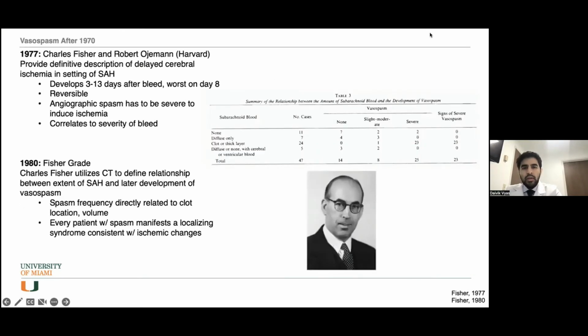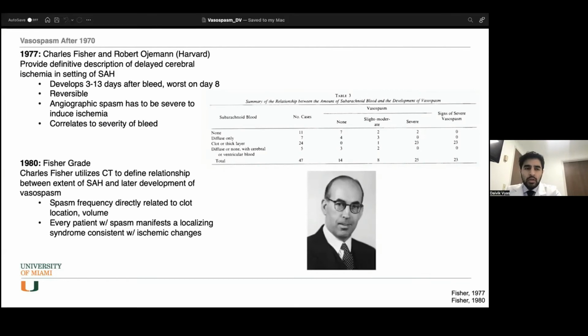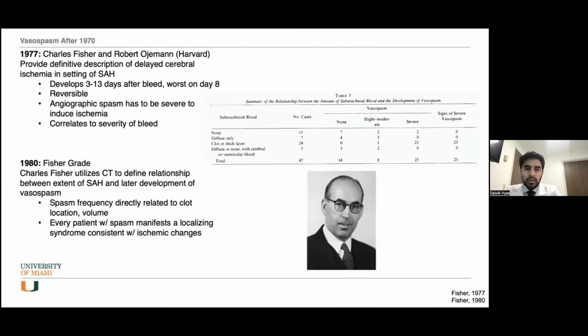But really, in my opinion, the strongest contributions to the study of vasospasm came from Charles Fisher out of Harvard. So in 1977, he provides the first definitive published case series on delayed cerebral ischemia and characterizes the time course that to this day remains true. So in that 1977 publication, Dr. Fisher discusses the idea that it develops 3 to 13 days after a sentinel bleed event, peaking around day 8, and that it's a reversible entity.